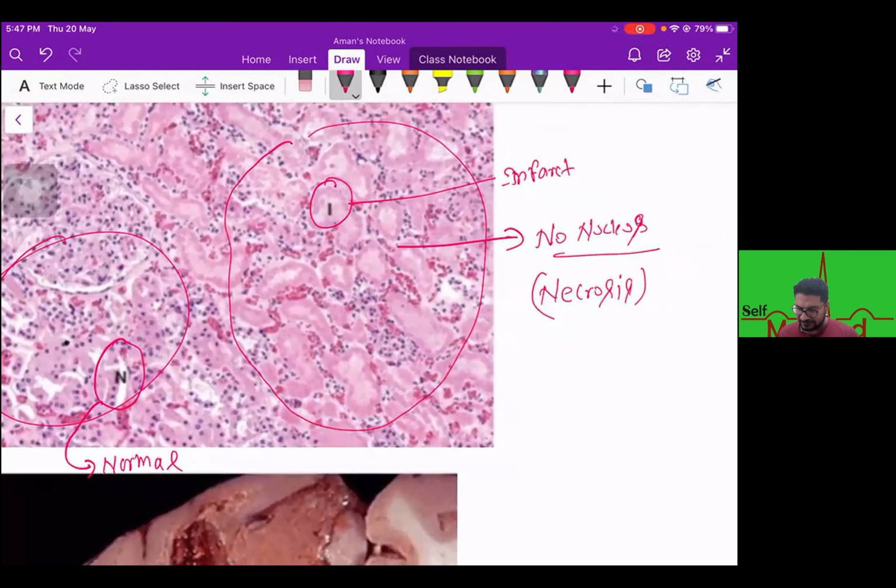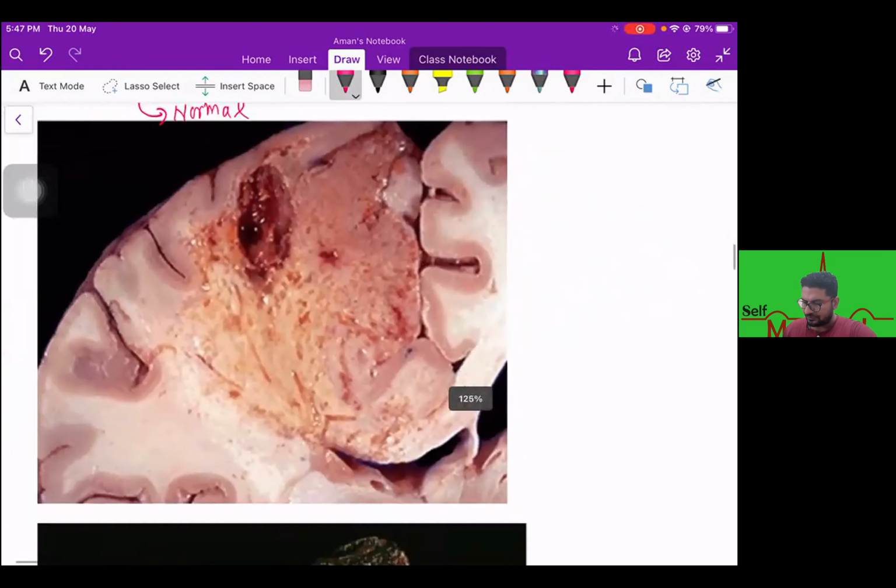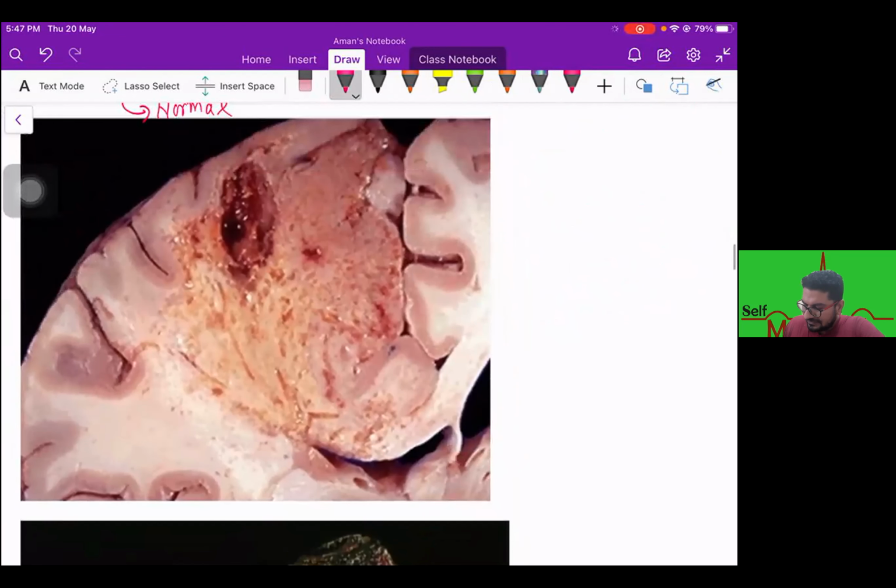Okay, moving ahead, you will see this type of necrosis. We call this liquefactive necrosis. You can see the infarct of the brain with the pus. We call this liquefactive necrosis.